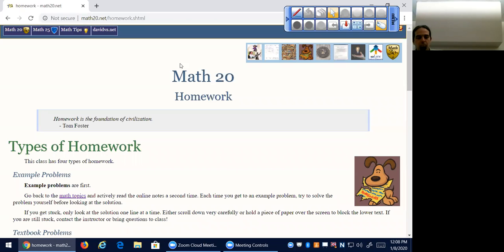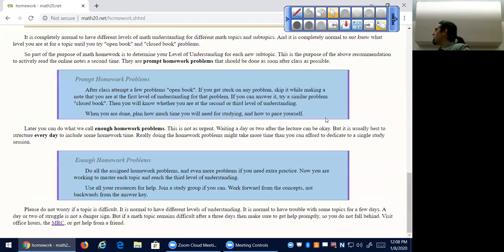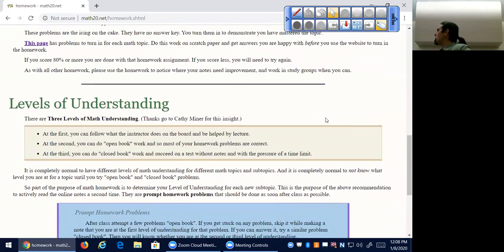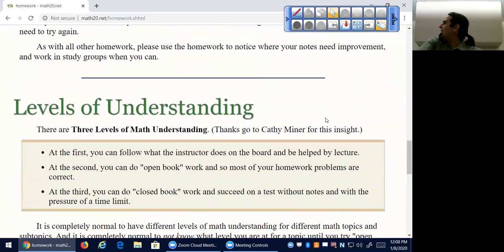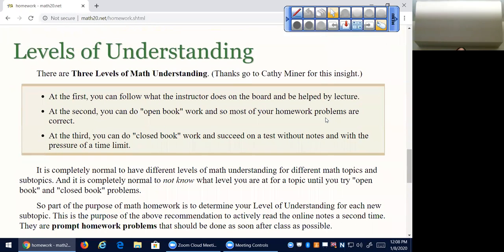I'm going to jump to the bottom of the homework page, which I delayed till today because, again, Monday is not the day for important things. This is really fun. It is completely normal to have 3 different levels of math understanding. At the first level, I dance around in the front of the room and you nod your head and everything is happy. You say, I understand it. And at that moment, you do.